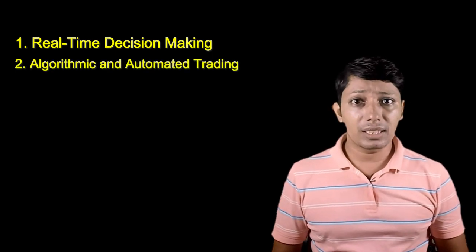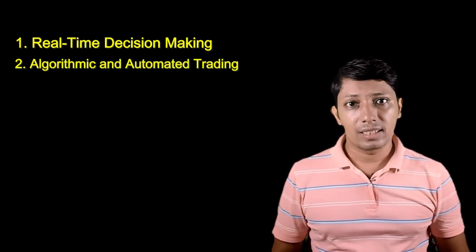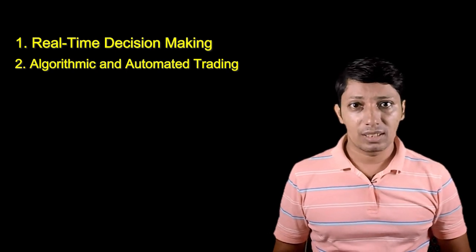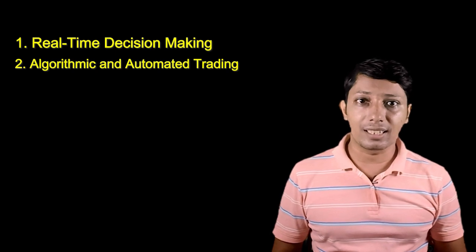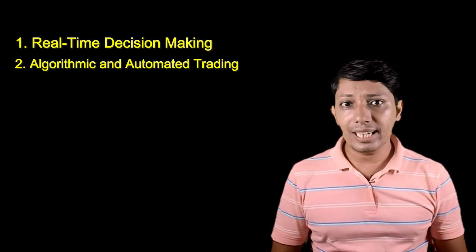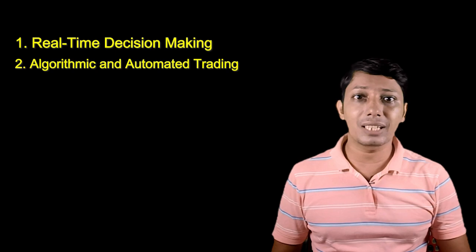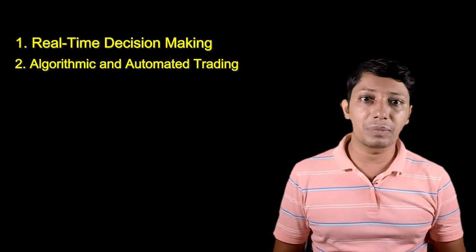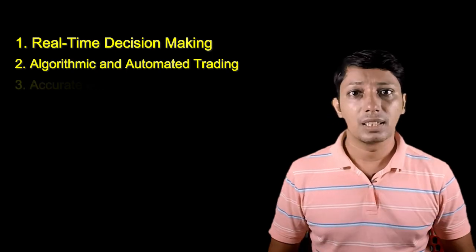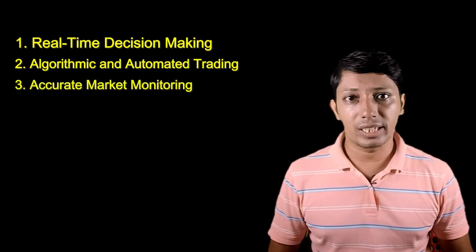Second, algorithmic and automated trading. If you are running trading bots or algorithms, they need live data to function correctly. Without it, your trading system might make decisions based on outdated information, which could lead to poor performance or missed opportunities.